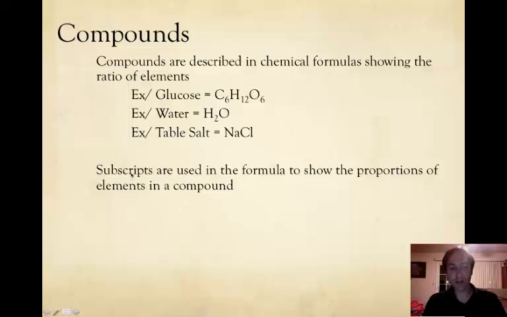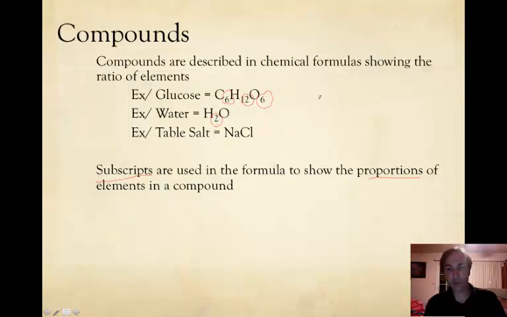Now, the other thing you should notice at this point is that there are subscripts. These little numbers right here. And these subscripts are important. They are used to show the proportions of elements in a compound. So this 6 belongs to the carbon and is telling us that there are 6 carbons, okay, in this particular molecule. There are 12 hydrogens and there are 6 oxygens. It gives us the proportions. Water, on the other hand, has twice as much hydrogen as it has oxygen.